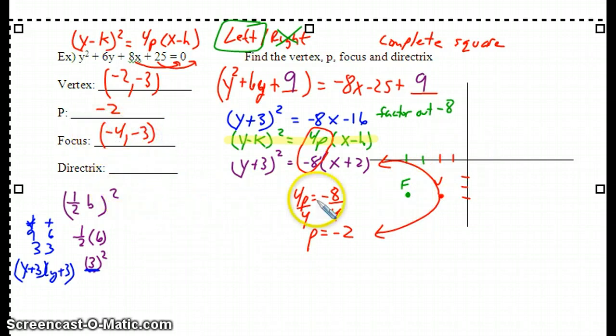And then finally, to find your directrix, if you went to the left 2 for p, you're going to move to the right 2. So again, let me say that again. I moved p this way, I moved left 2, so now I need to move right 2 and get my directrix. So that would be right here, and it would be this vertical line, which happens to be the vertical line x equals 0.